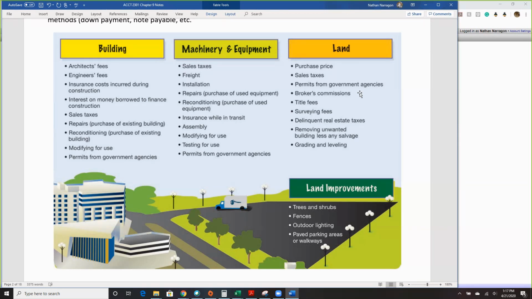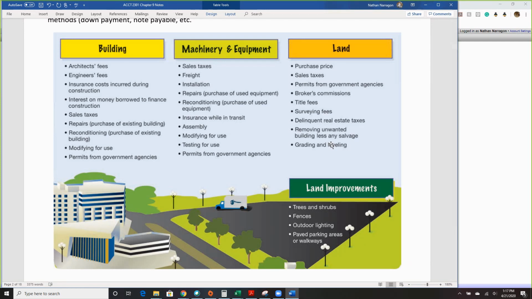So, purchase price, sales tax, any fees related, and of course, these 2 big things: delinquent real estate taxes, which usually go on tax people, and removing unwanted buildings or any other items, plus any salvage. So basically, if you get any money for them, we would actually subtract.